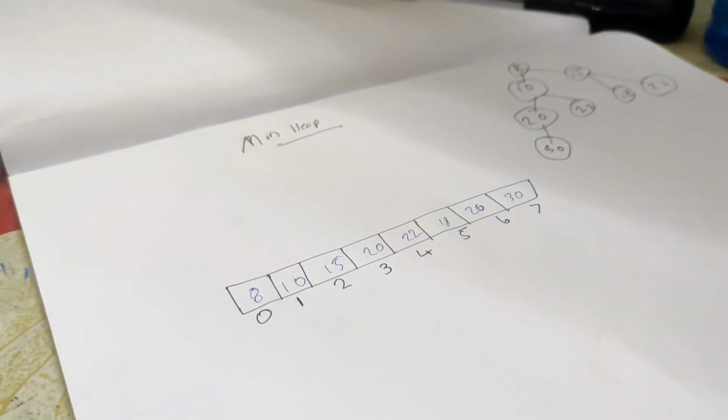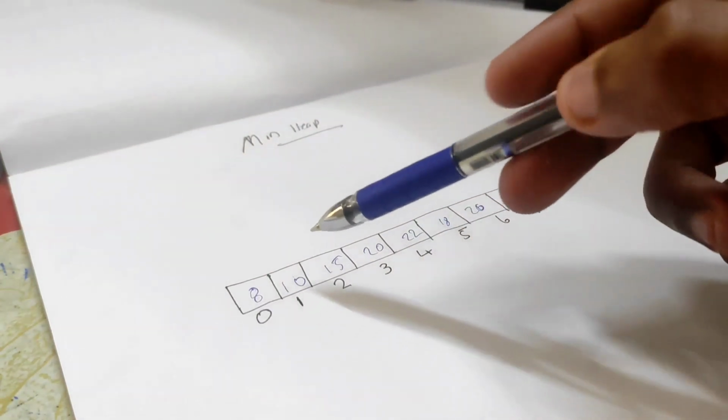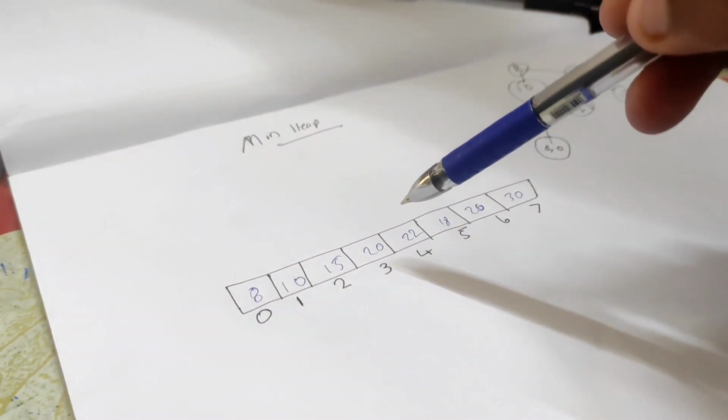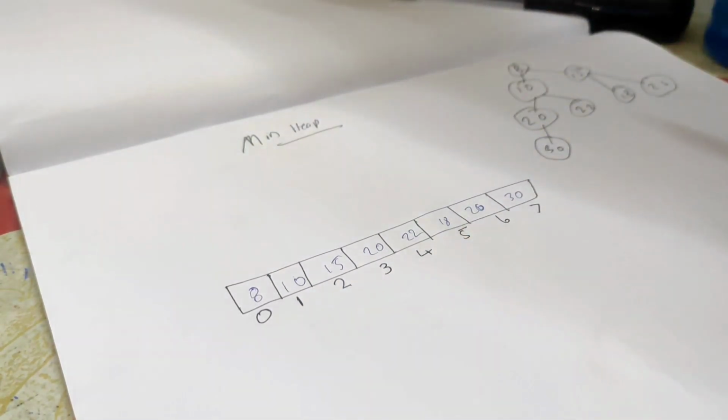Okay, now we have represented it in an array. Then how will we know the connections between elements in this array, or which node is the root, or which node is the child, which is the left child, which is the right child? How do we know? There is a relationship which is used here.